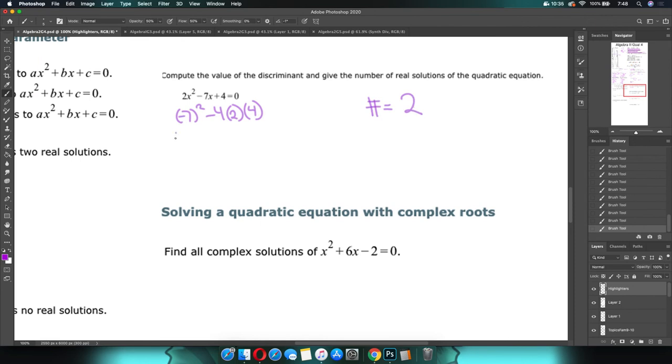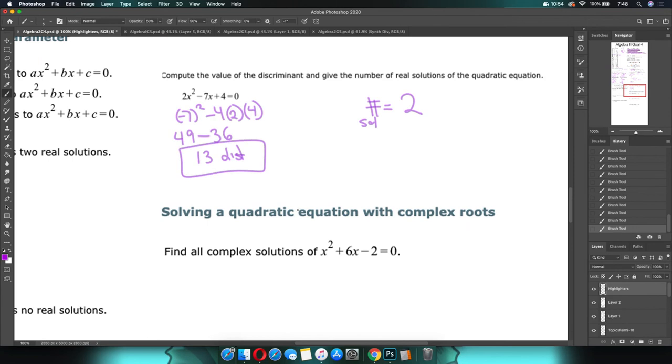Negative 7 times negative 7 is positive 49. 4 times 4 is 16. 16 times 2 is 36. 49 minus 36 is 13. So there's my discriminant. And then the number of solutions, Ms. Dubois, label your work, is 2.